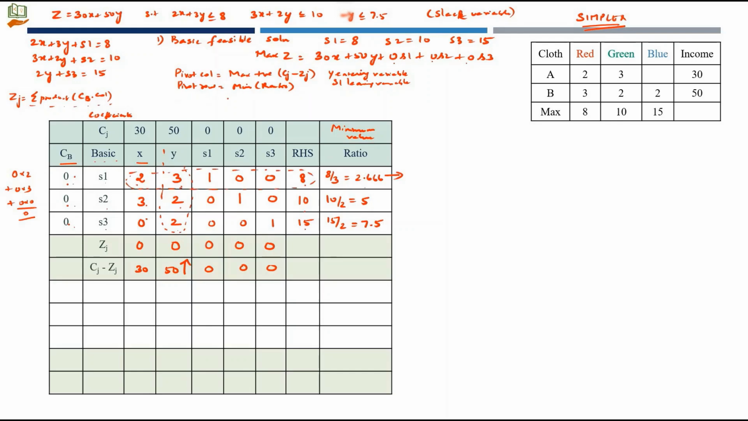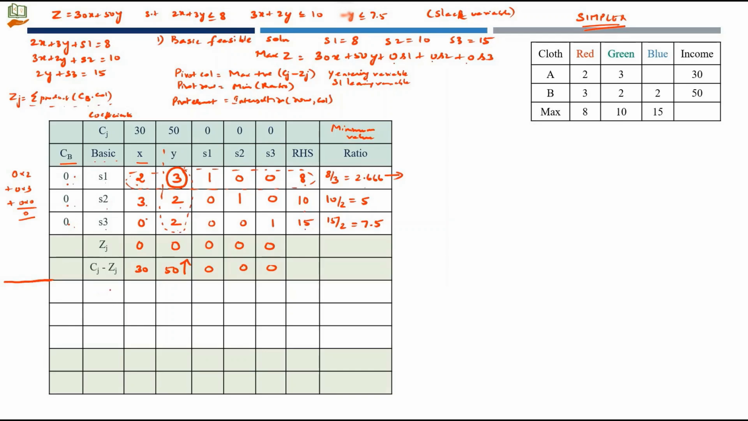The intersection of the pivotal row and pivotal column will be the pivot element. Which is the pivot element here? 3 is the pivot element because it is the intersection of the pivotal row and pivotal column. This is how we have to find the pivot element. Based on this pivot element only, we are going for the next iteration. So with this, the first iteration is over. For the next iteration, we have to just continue.